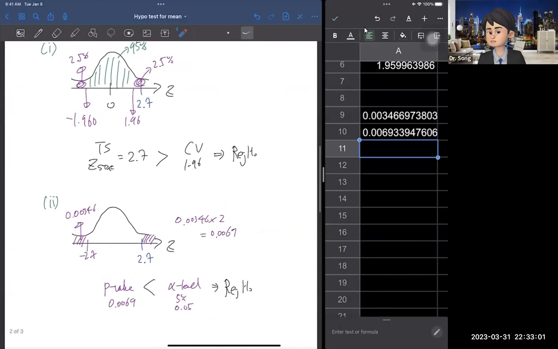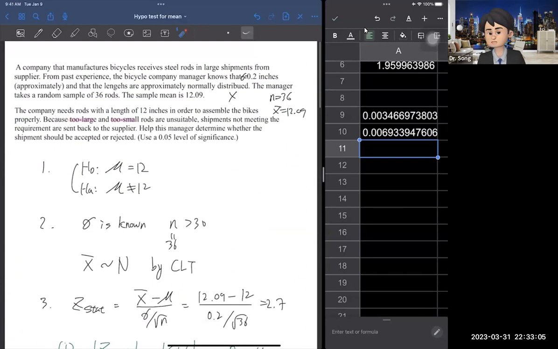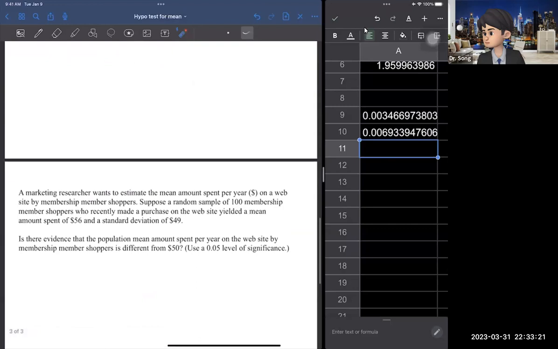So that's a question that's a little bit weird because, like I told you, in general we don't know the population standard deviation, but this question lets you know the population standard deviation, the sample size is large enough, and the data X itself follows a normal distribution. That's why we can use a normal distribution, but that's not realistic. So let's take a look at another example.